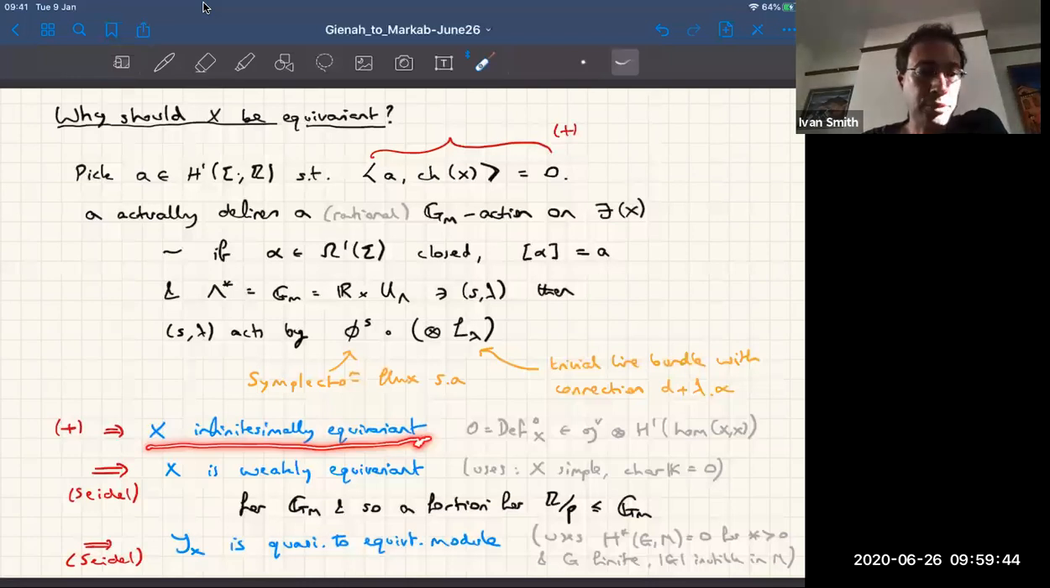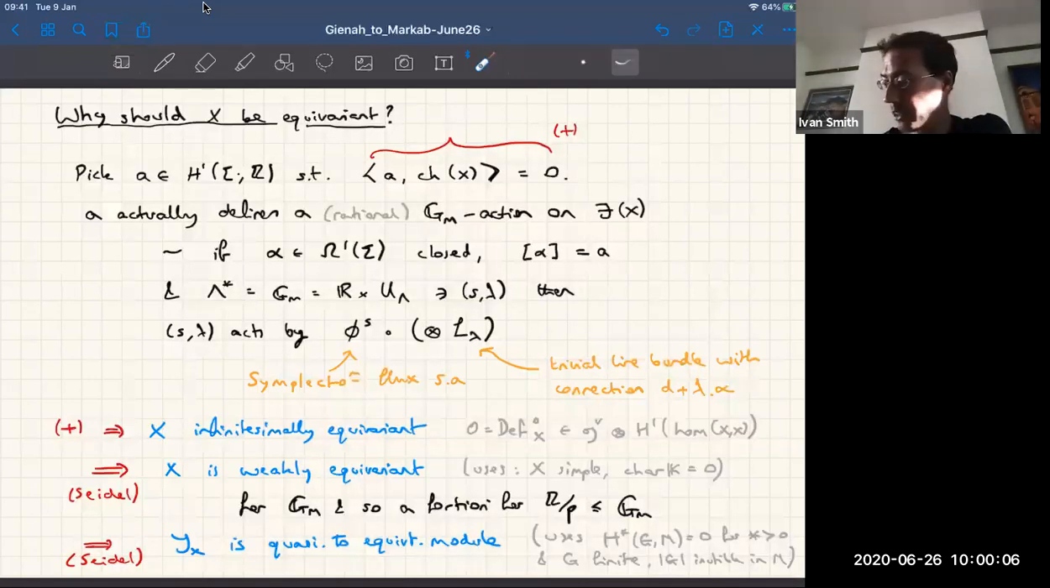But in characteristic 0, there's a machinery that Paul developed for upgrading infinitesimally equivariant objects to weakly equivariant ones. That's to say, things that behave as if they're equivariant from the point of view of the cohomological category. But if you're weakly equivariant for the full multiplicative group, you're a fortiori weakly equivariant for a finite subgroup of the multiplicative group.